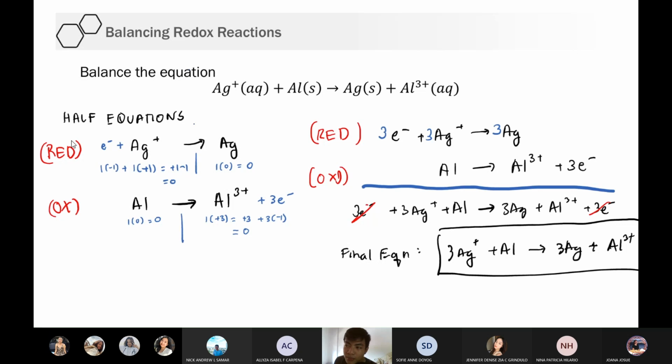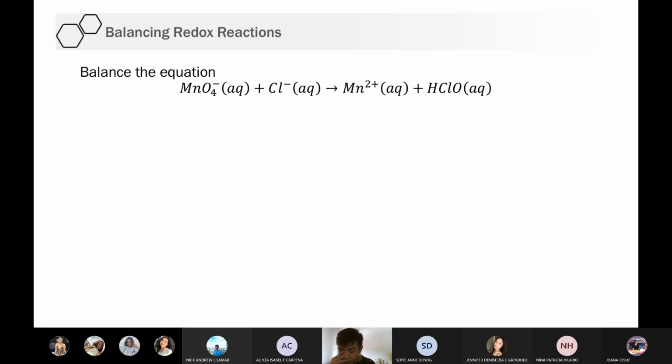Again, kapag red, reduction, the electron is on the left side kasi the electron is gained by the atom. Madadagdagan siya ng electron to get the product. Ito naman, mawawalan to ng electron. So from this, magiging ganun siya. Okay? So kahit di ka na mag-oxidation numbers, magganito ka na lang. I find this easier, no? Kasi habang nag-balance ka, nakikita mo pa kung sino yung reduction, sino yung oxidation.